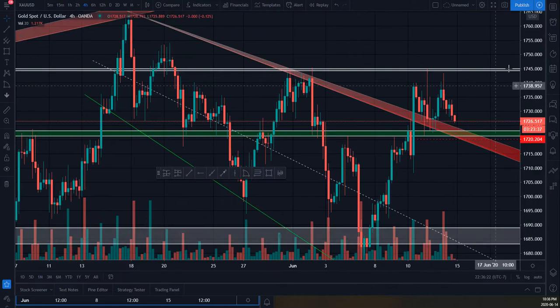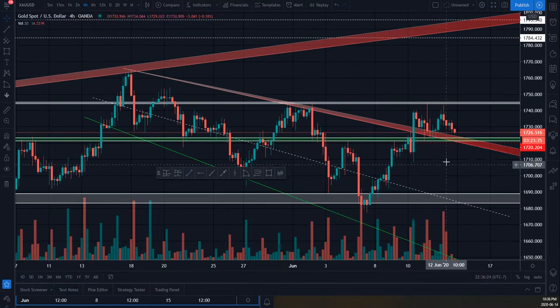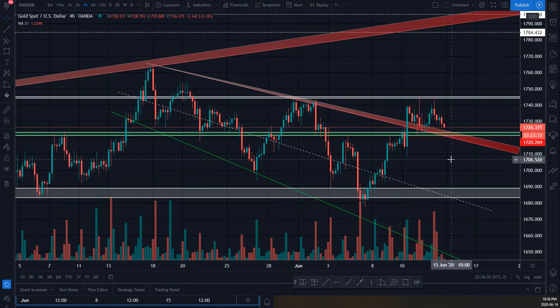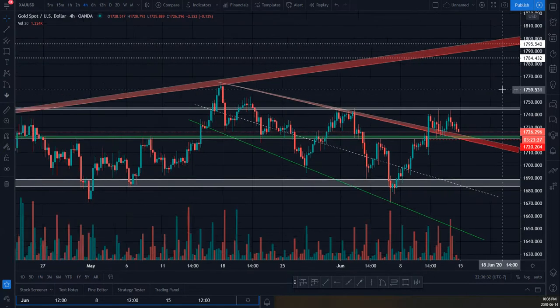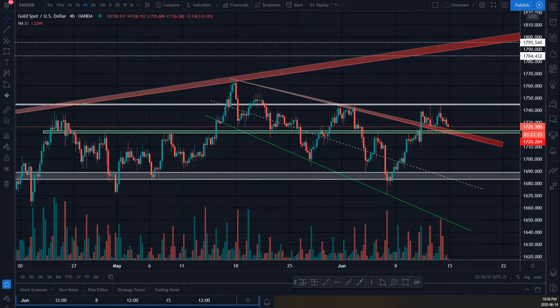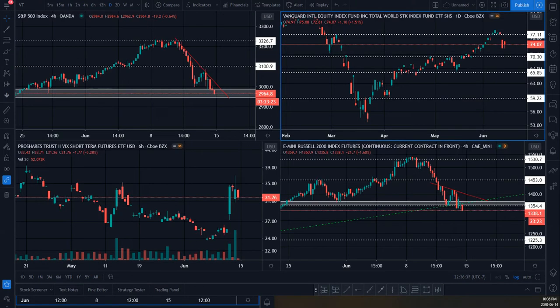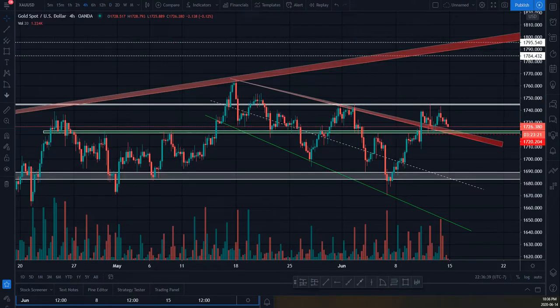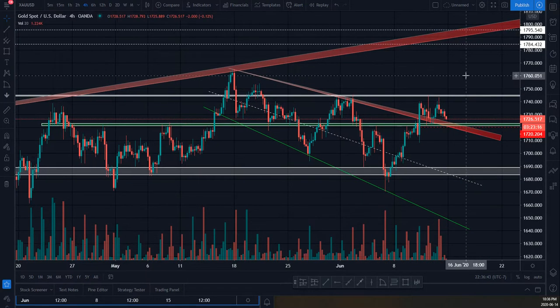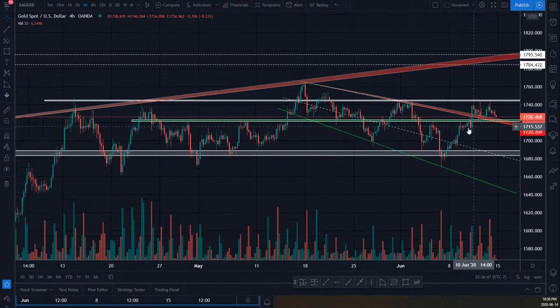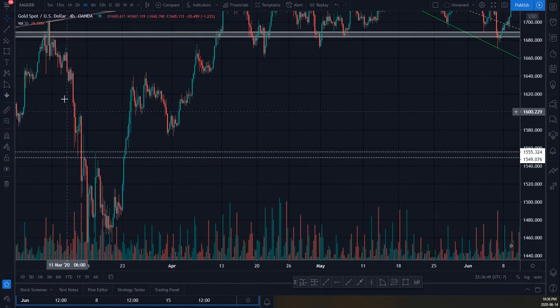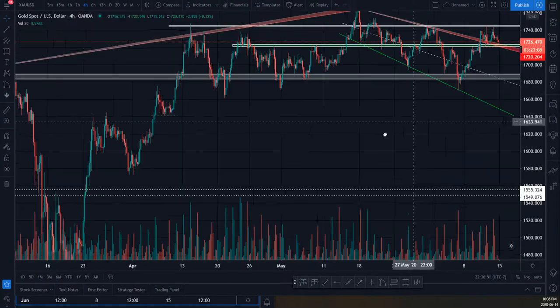In terms of gold, we're just consolidating really sideways in between around 1722 and 1745. Something to note, if we do have another liquidation event, if we do see stocks sell off quite dramatically, I do think that both silver and gold will potentially be subject to another sell-off like the one we can see to the downside right here back in early March of 2020.